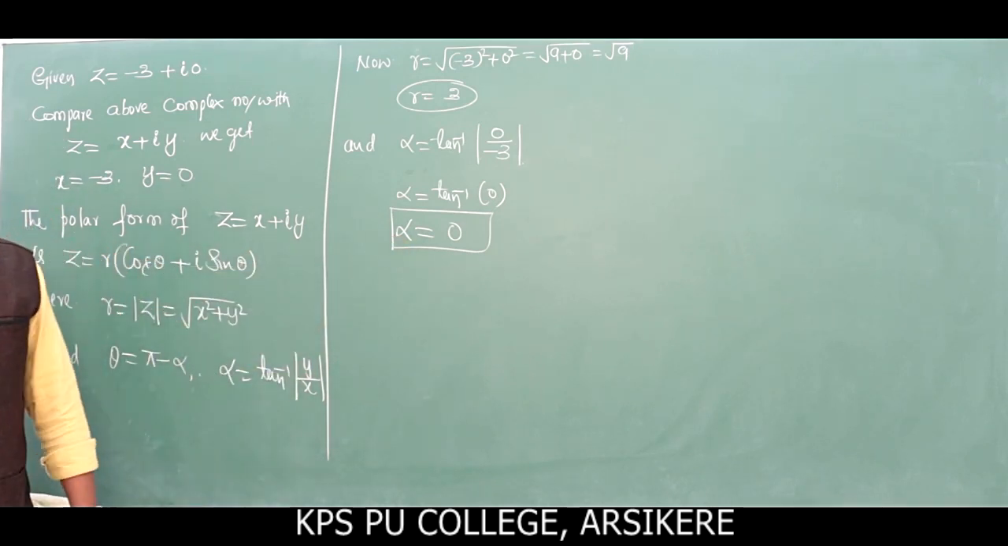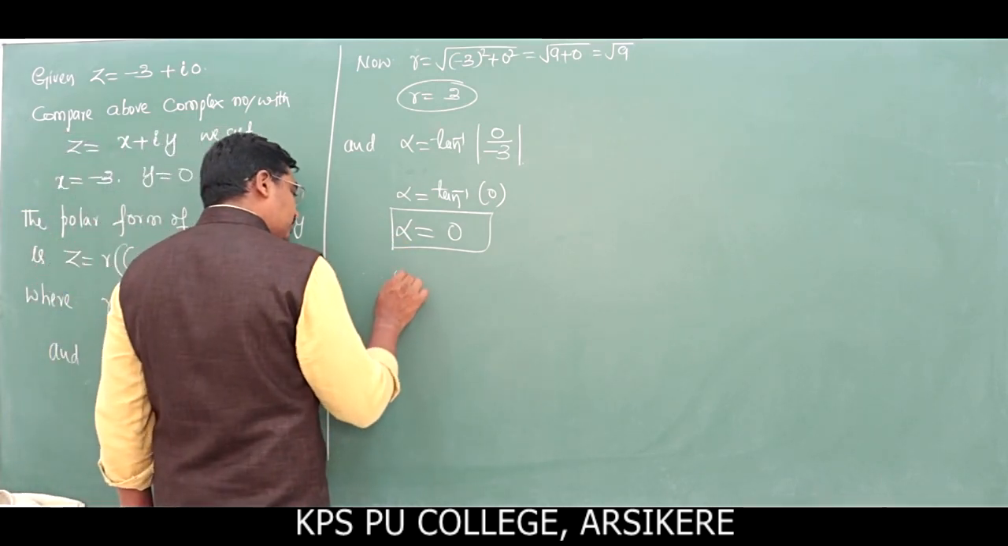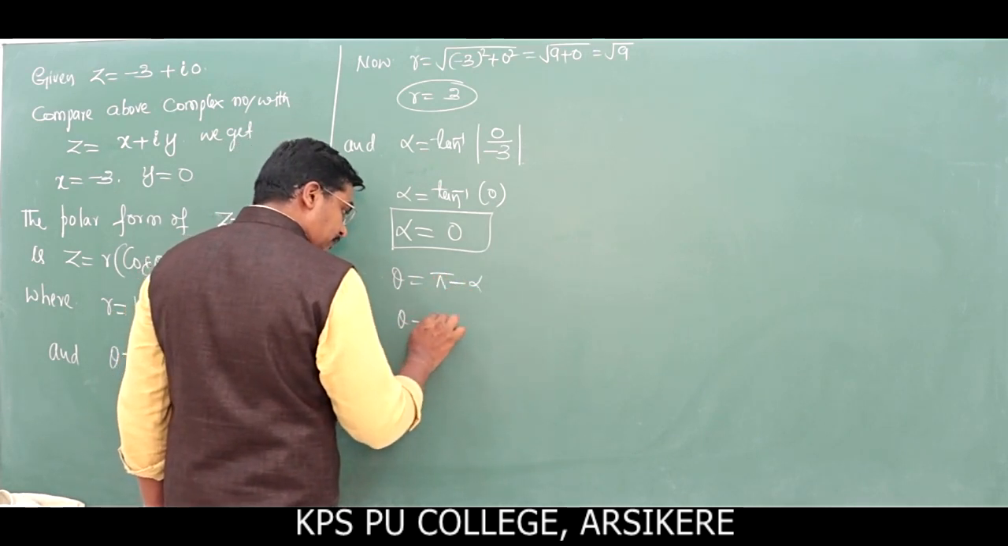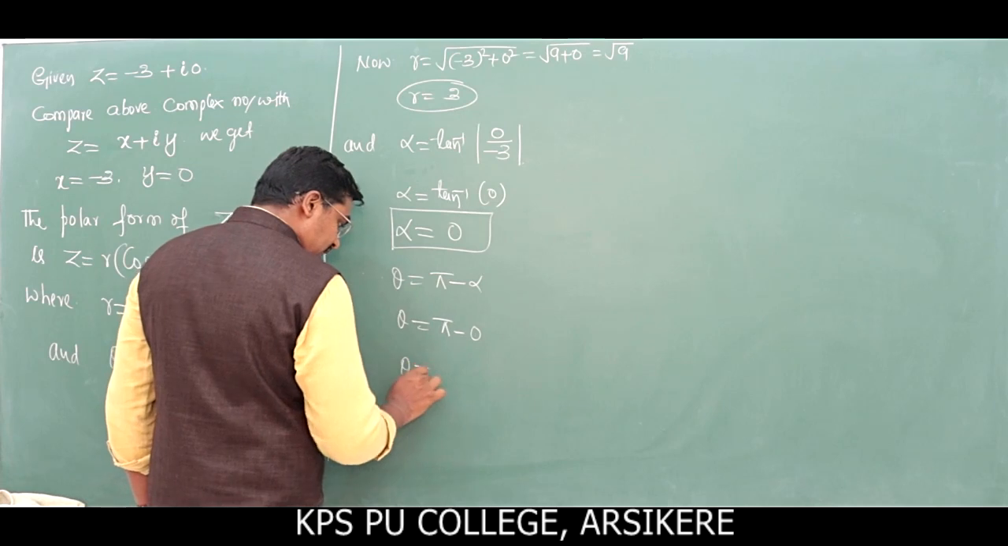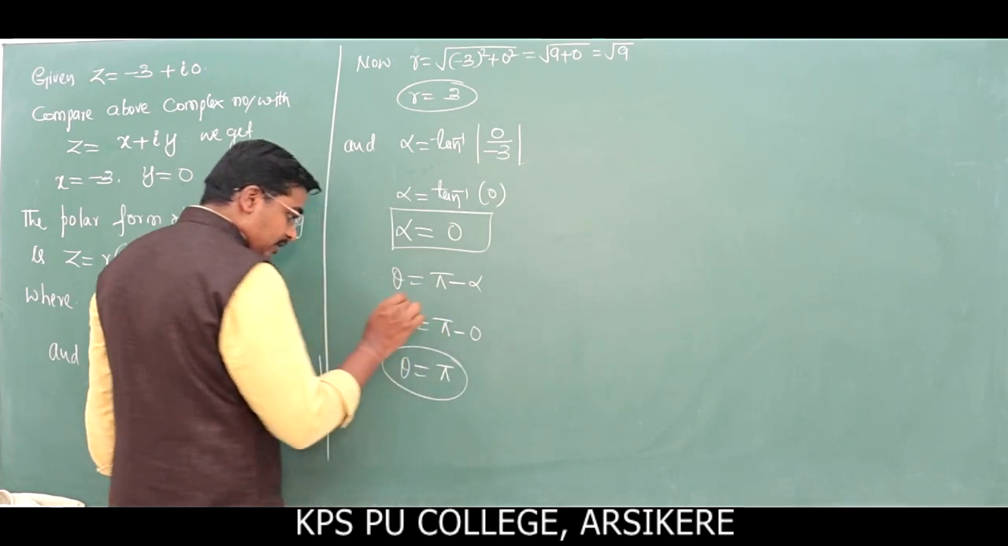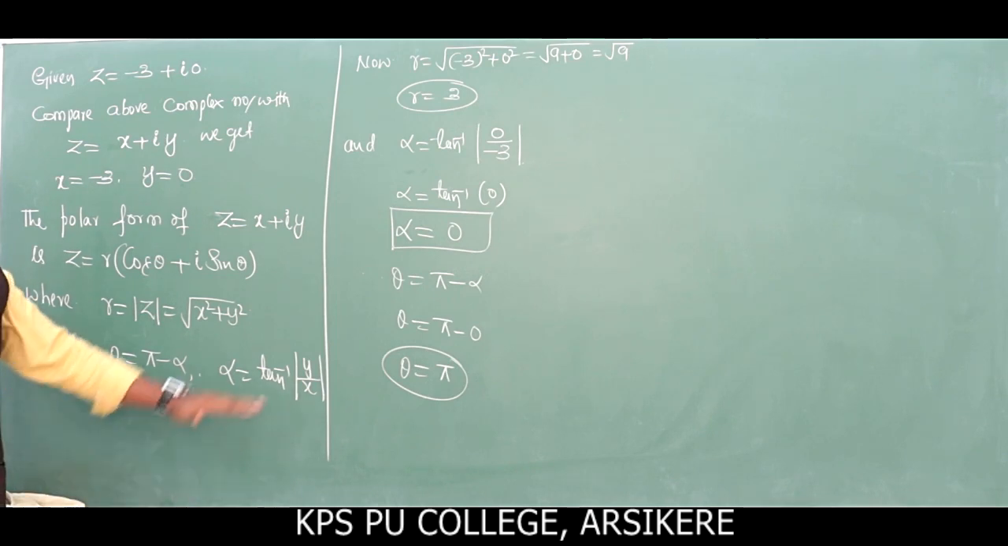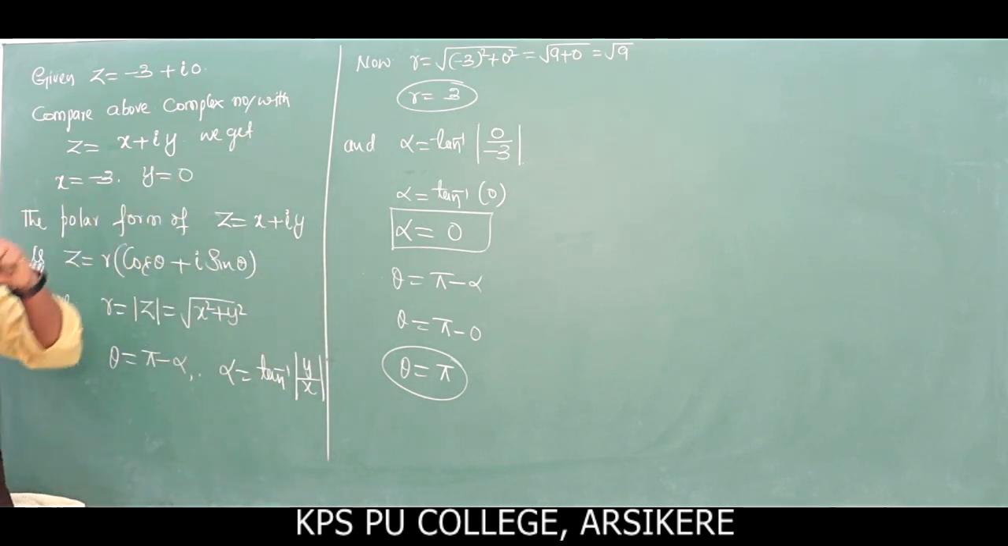Once alpha is equal to 0, therefore theta is equal to pi minus alpha. Theta becomes pi minus 0. It's nothing but theta is equal to pi. Theta is equal to pi, reduced. So theta is equal to pi and r is equal to 3.